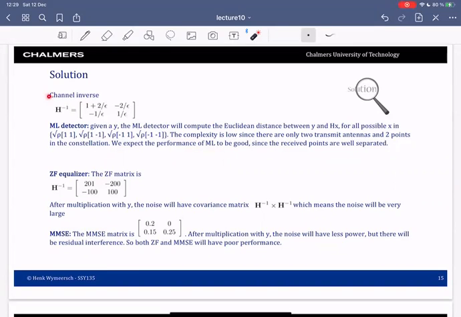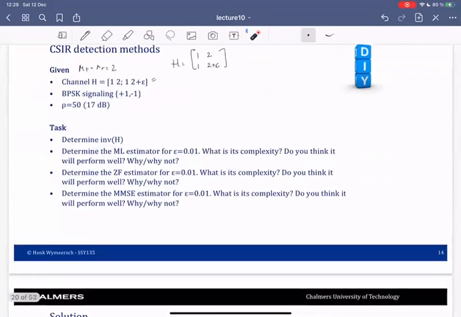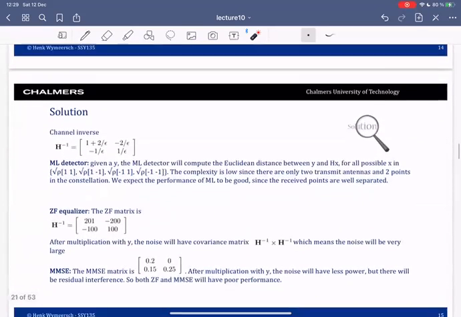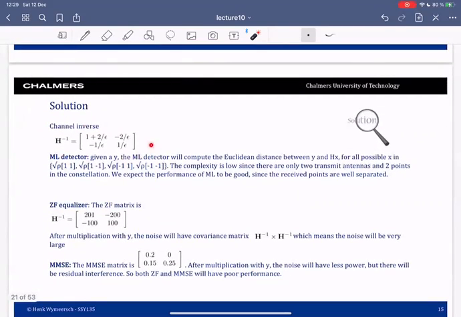So welcome back. Okay, this was our problem. We had this channel here, and we were looking at the inverse of the channel. So the channel inverse looks like this. And you will see here that when epsilon is very, very small, these entries in the inverse of the channel will be large. And this will have some implications for the zero forcing detector.